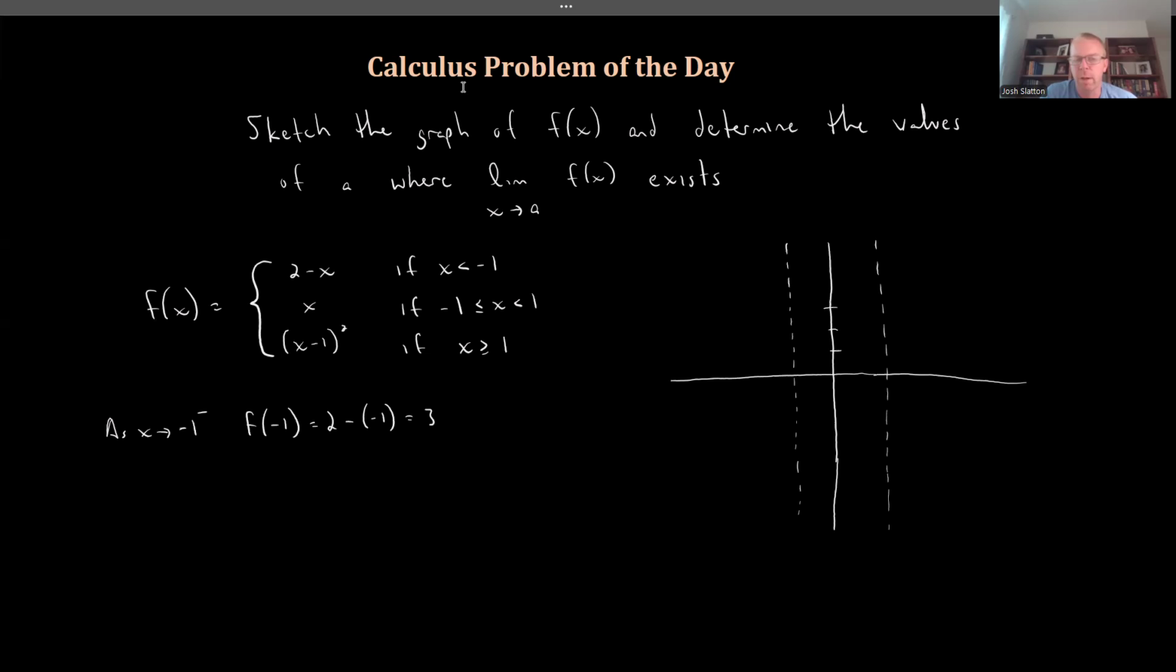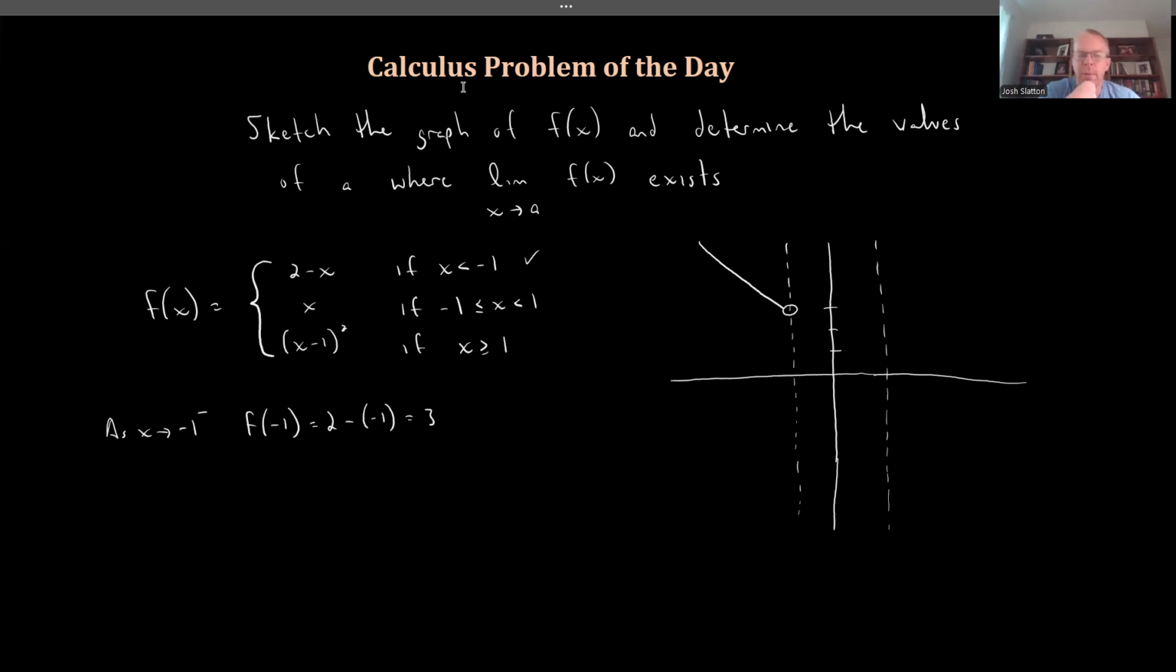Now, of course, this has a slope of -1. So we're going to be right there. We'll have an open circle because we're not including -1, and then it's going to come down with a slope of -1, something like that. So that's the first part there.